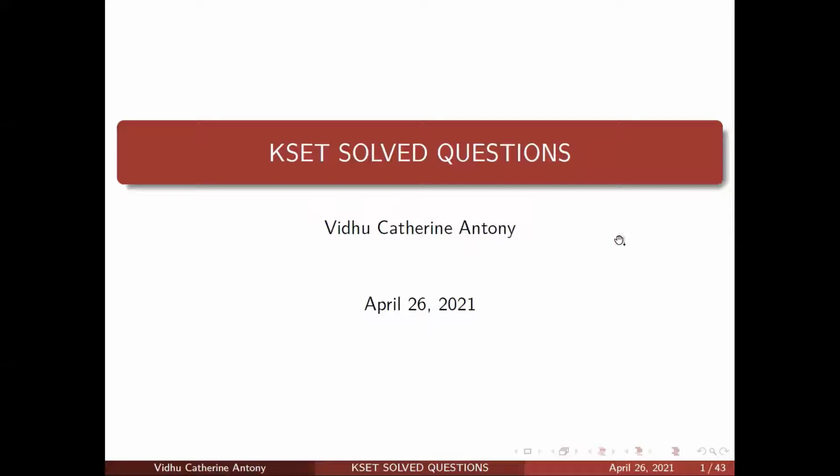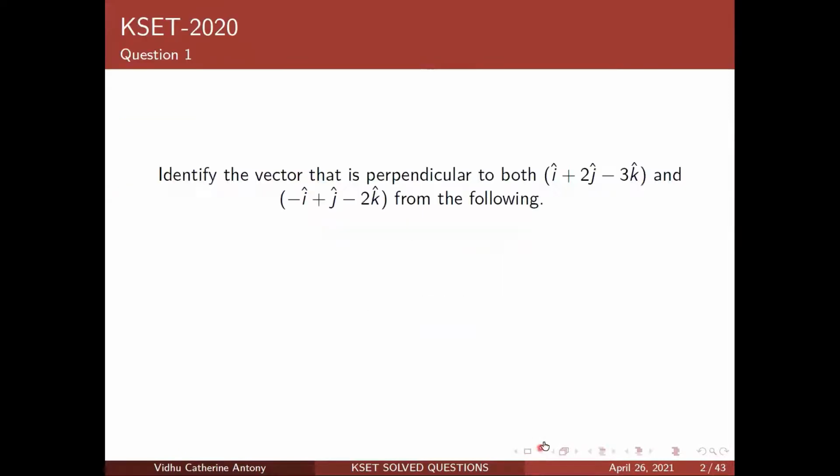Okay, so let's start off with the next set of 10 questions in the 2020 paper, the new paper. The first question: identify the vector that is perpendicular to both the vector i + 2j - 3k and -i + j - 2k from the following.